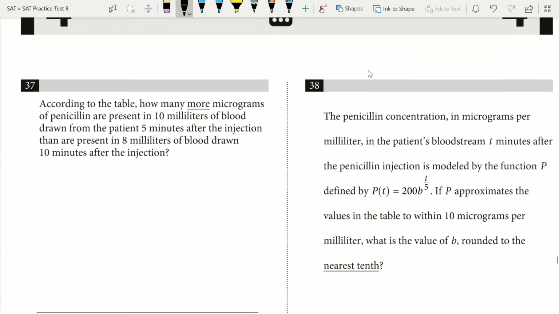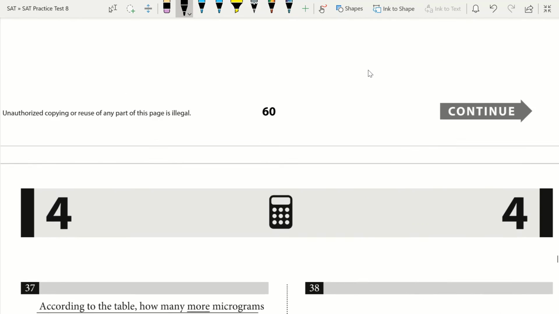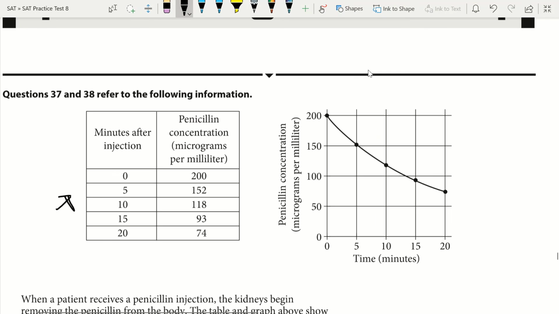All right, question 37. According to the table, how many more micrograms of penicillin are present in 10 milliliters of blood that are drawn from the patient 5 minutes after injection than are in 8 milliliters of blood drawn 10 minutes after injection? All right, I'm going to start with the first part. How many micrograms of penicillin are present in 10 milliliters 5 minutes after the injection, right? All right, so I'm going to use my table. I see I got 5 minutes after the injection. I have 152 micrograms per milliliter, but I was told that I have 10 milliliters.